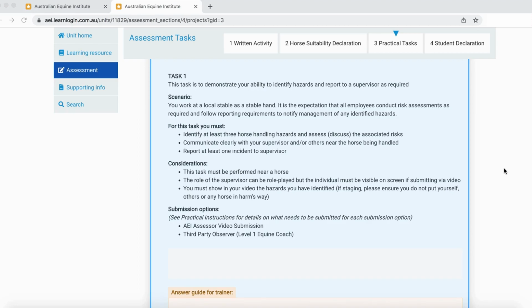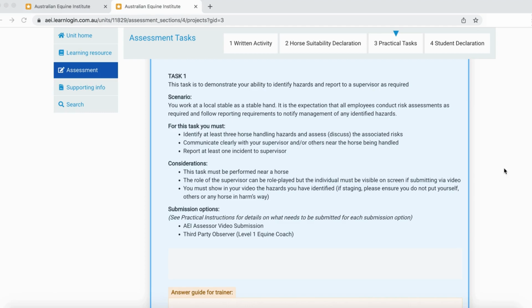So for our scenario for this particular task, you work at a stable as a stable hand. It is the expectation that all employees conduct risk assessments as required and follow reporting requirements to notify management of any hazards. So basically, you're an employee at a stable and you need to identify hazards whilst conducting a risk assessment. You also need to keep in mind that you will need to report this and notify management of anything that you find.